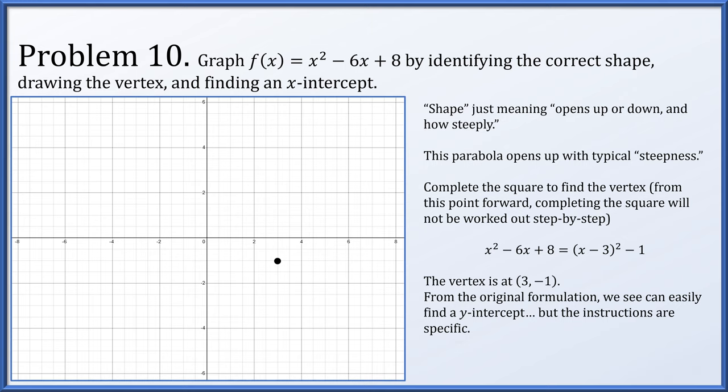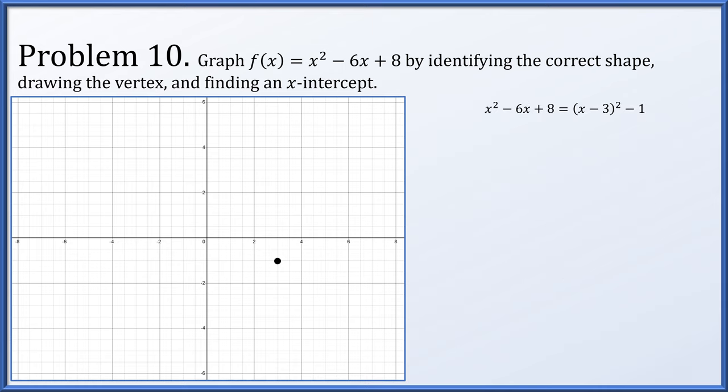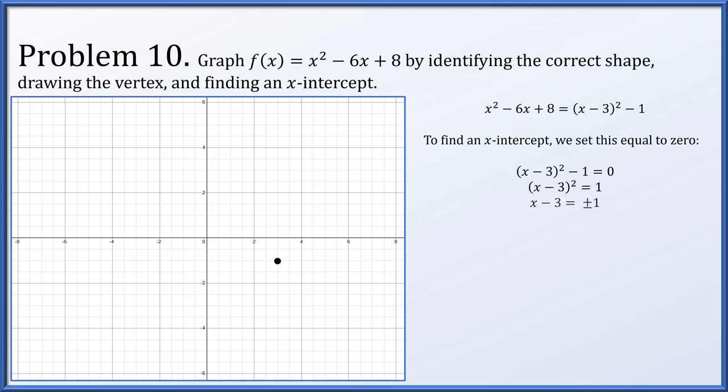Now, from the way it's originally formulated, x squared minus 6x plus 8, finding a y-intercept is very easy. You plug in x equals 0 and you'd get out y equals 8. However, the instructions were pretty specific, find an x-intercept. So here's our parabola. To find an x-intercept, we're going to set this equal to 0. So x minus 3 squared minus 1 should be equal to 0. The y-coordinate should be 0. Now I just need to solve this for x.